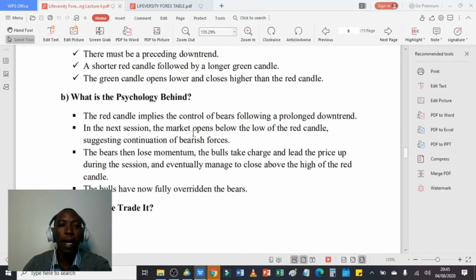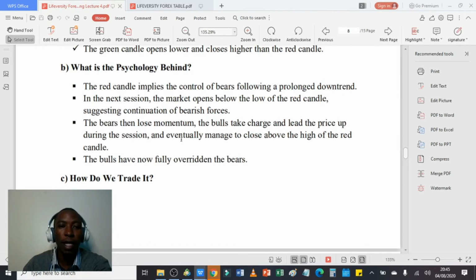What is the psychology behind it? The red candle implies the control of bears following a prolonged downtrend. In the next session, the market opens below the low of the red candle, suggesting continuation of bearish forces. The bears then lose momentum.